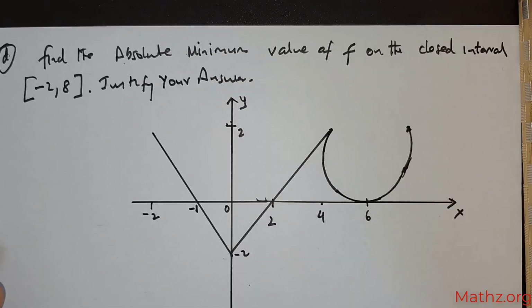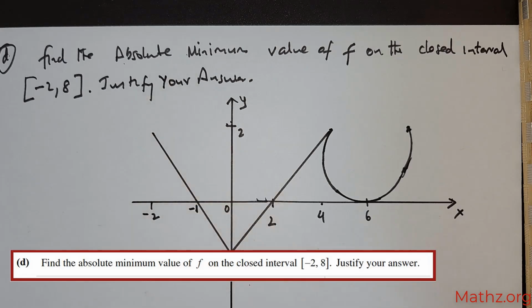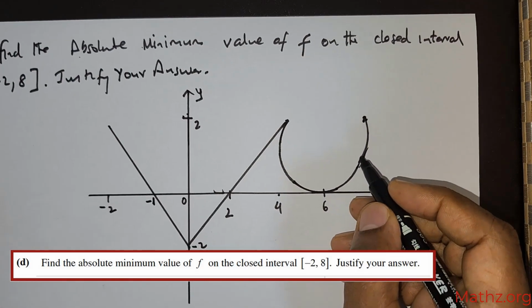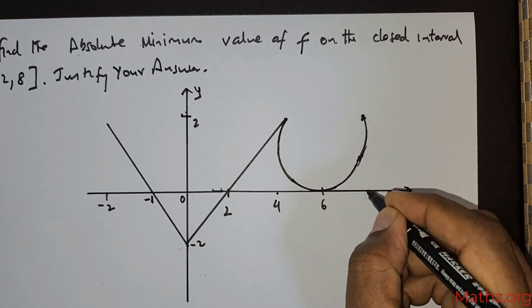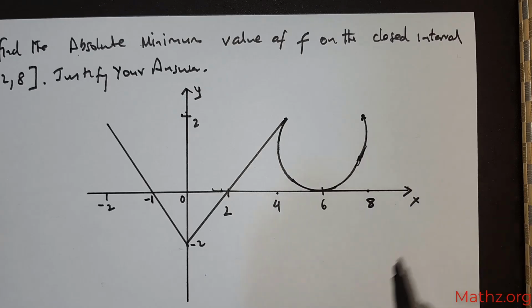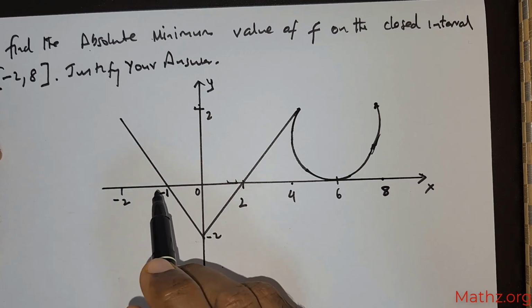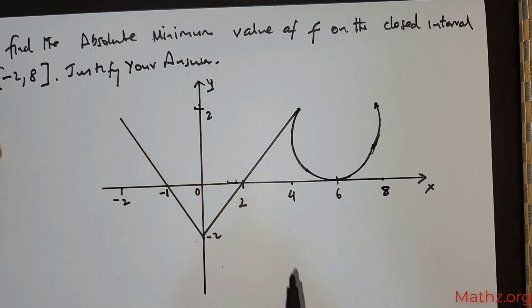So let's move on. This is part D. We are expected to find the absolute minimum value of f on the closed interval [−2, 8]. I've drawn the graph. This point is going to be my 8 and this is −2. As I mentioned in the first part of the question, find the points where the graph is going above the x-axis.